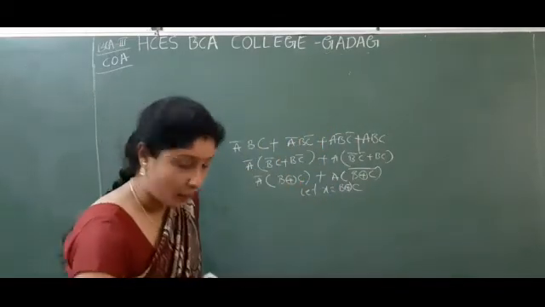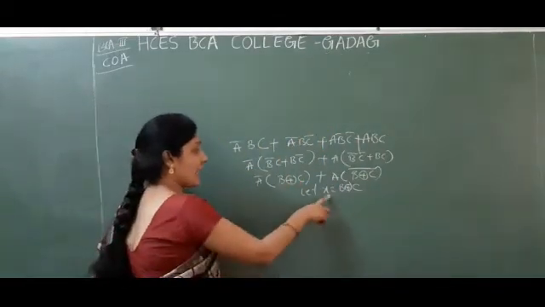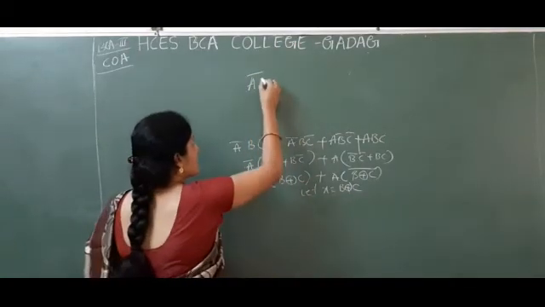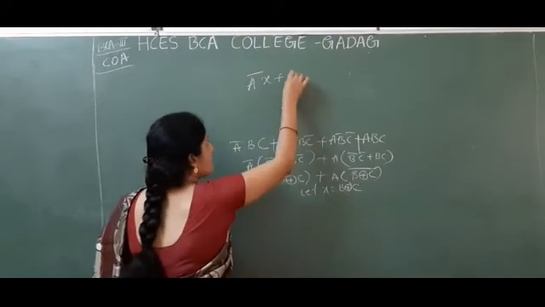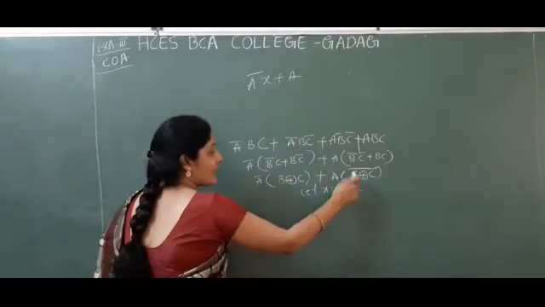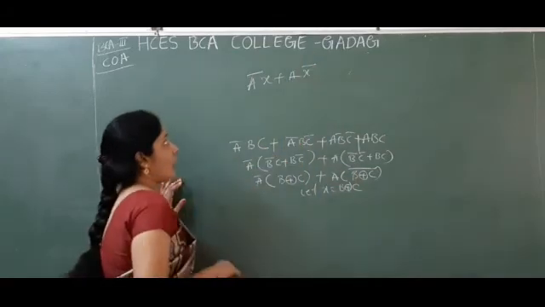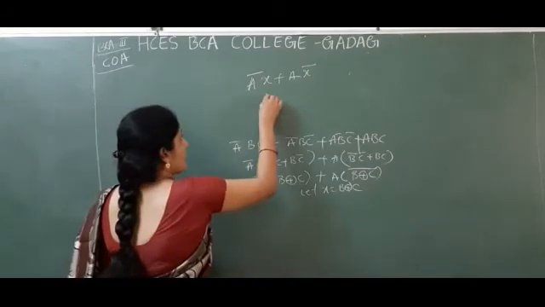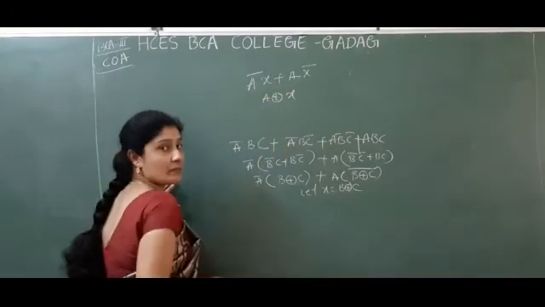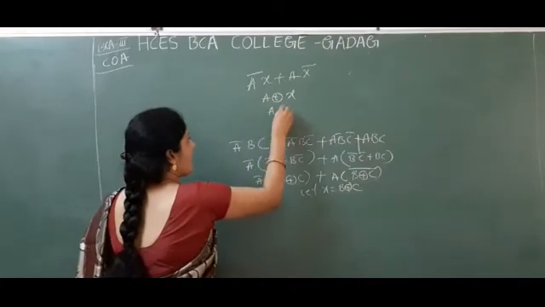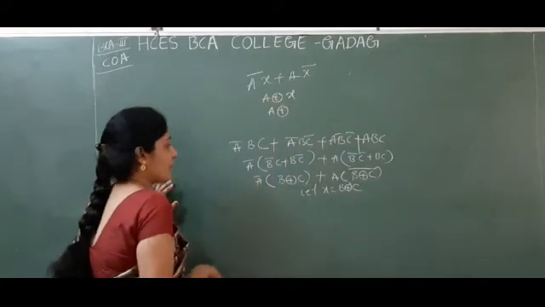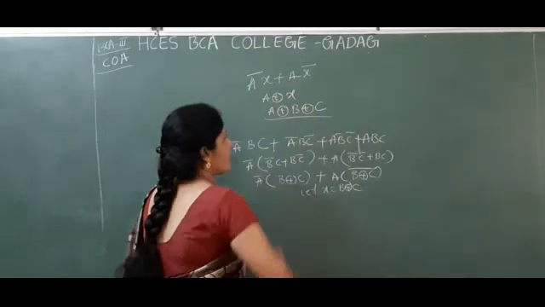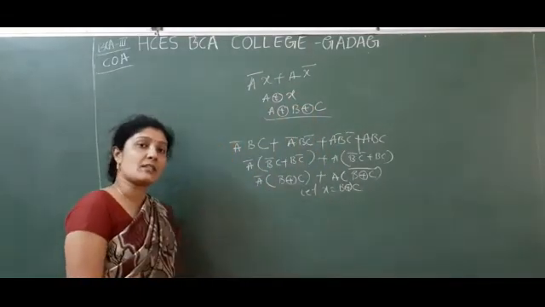Now let us put the value of B XOR C as X. A bar, what is this now? X. Plus A, what is this now? X bar. Now, what is A bar X plus A X bar? This is nothing but A XOR X. Now put the value of X. A XOR, what is X here? X is nothing but B XOR C. So the expression is A XOR B XOR C.